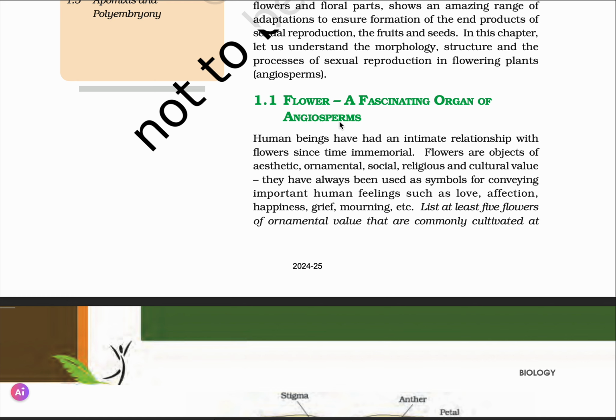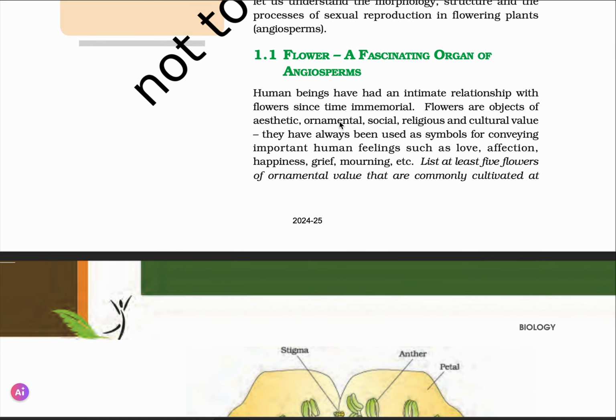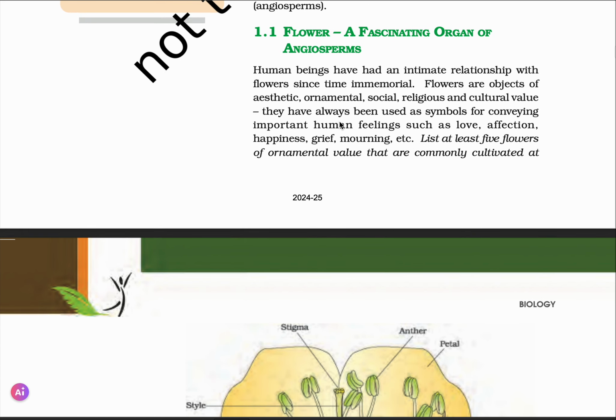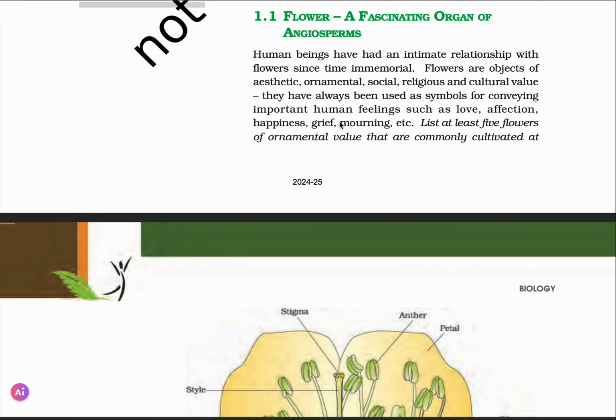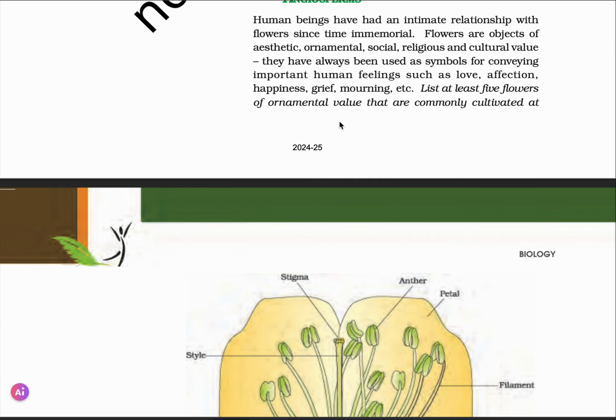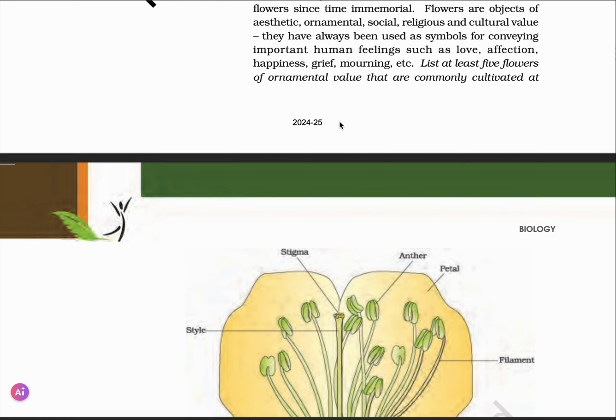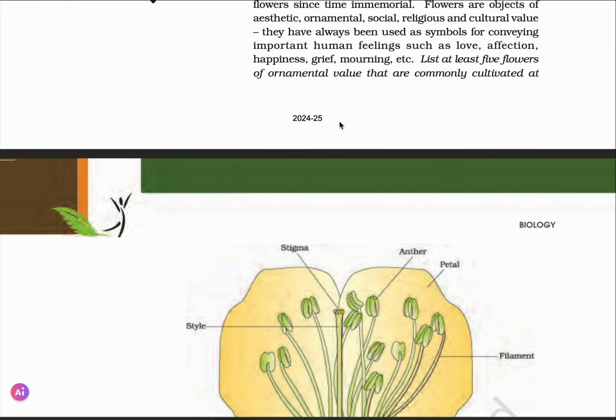Angiosperms. Flower, a fascinating organ of angiosperms. Human beings have had an intimate relationship with flowers since time immemorial. Flowers are objects of aesthetic, ornamental, social, religious, and cultural values. They've always been used as a symbol for conveying important human feelings such as love, affection, happiness, grief, mourning, etc.